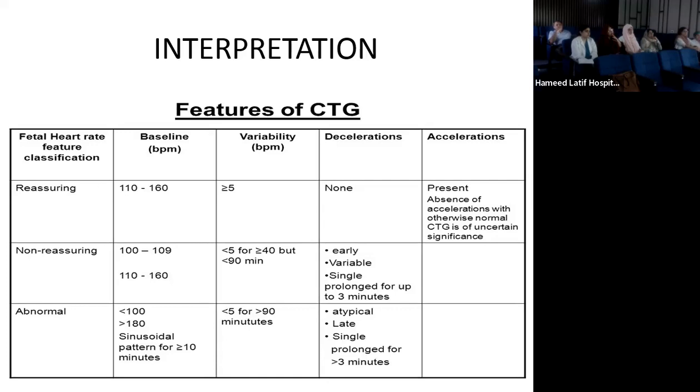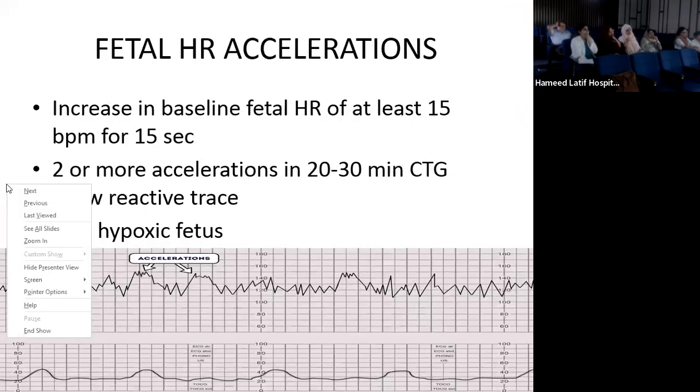Non-reassuring: the heart rate can be less than 100 or more than 160, and variability less than 5 for 40 to 90 minutes, and decelerations early, variable, single, prolonged for up to 3 minutes. Then abnormal CTG: heart rate would be less than 100 or more than 180, variability less than 5 for 90 minutes, and atypical variable or late decelerations, single prolonged for more than 3 minutes.